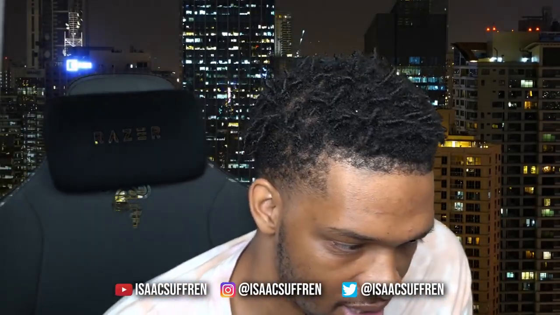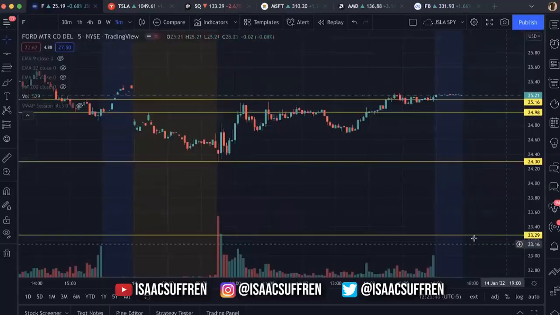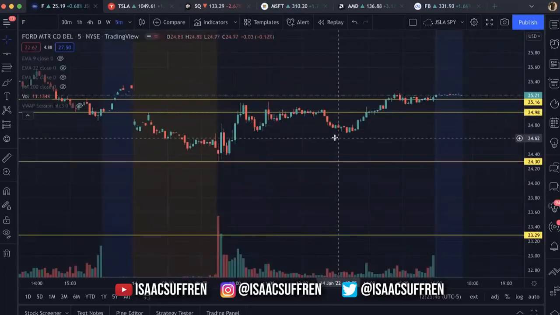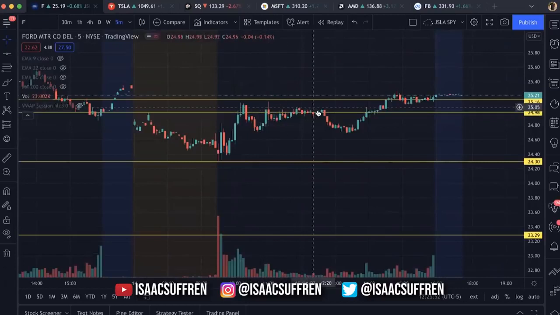So let's see what we have now that we've got that out of the way. We have our 23.29 daily support level. We have our 24.30 intraday support level, our $25, or to be exact, 24.98 intraday resistance level, and our daily 25.16 resistance level. Now, I'm not going to sit here and just remember the prices. I don't want to do that, like which is my daily and which is my intraday.